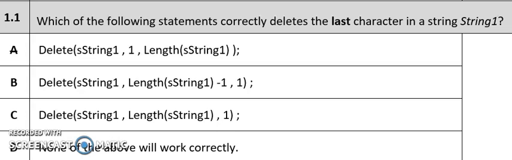Rightio, let's get going with the multiple choice questions from strings practice test number 2. And the first thing is, which of the following statements correctly deletes the last character in the string?